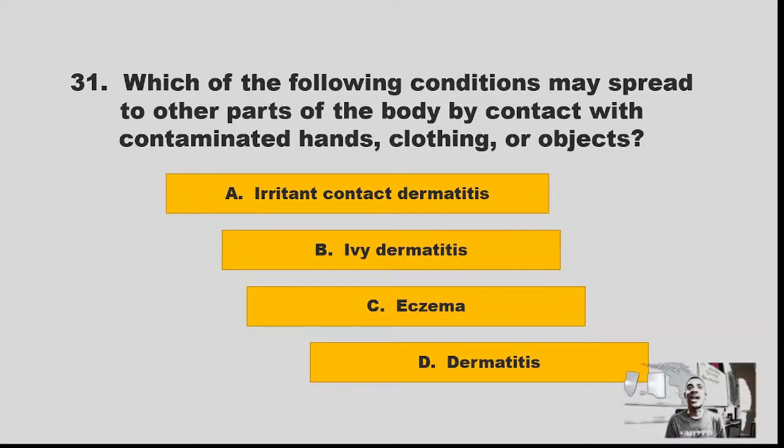Which of the following conditions may spread to other parts of the body by contact with contaminated hands, clothing, or objects? So would you say that it's irritant contact dermatitis? Is it IV dermatitis? Is it eczema? Or is it dermatitis? Which one?